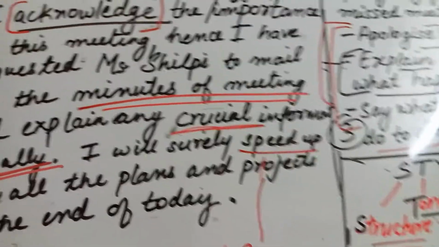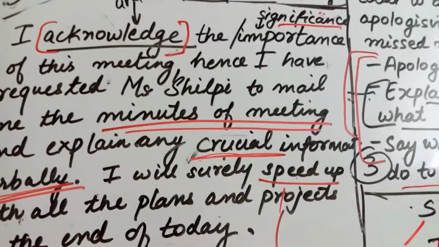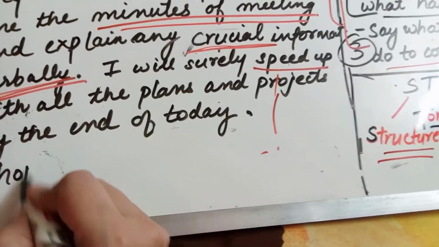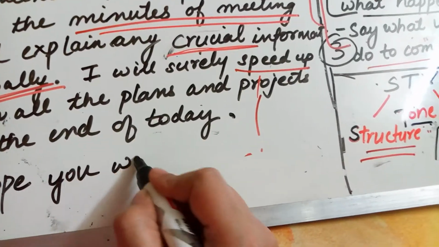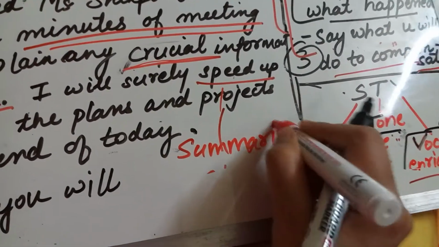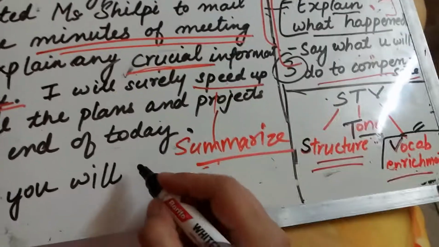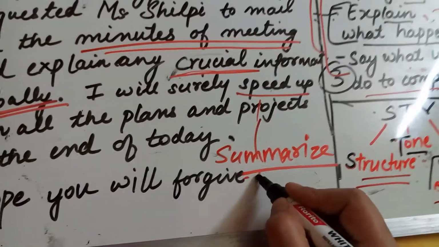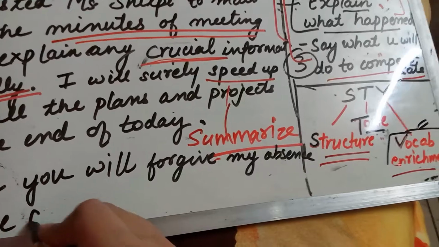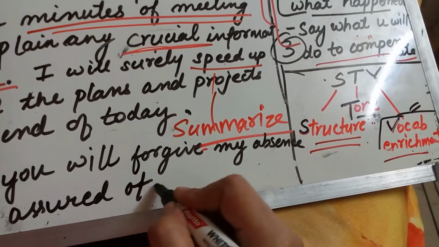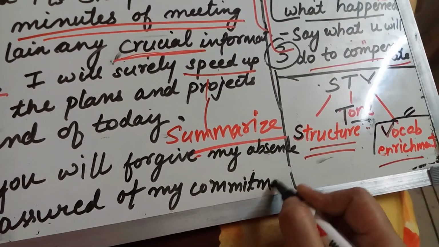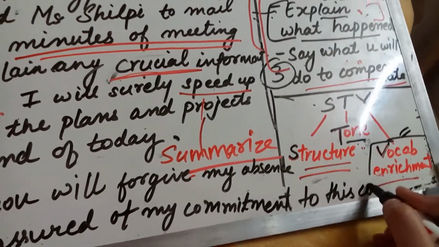Vocab enrichment I have already told you. So our last line will be, it will be a new para. Because now what we are doing in the last line, we are summarizing. I hope you will forgive my absence and be assured of my commitment to this company.